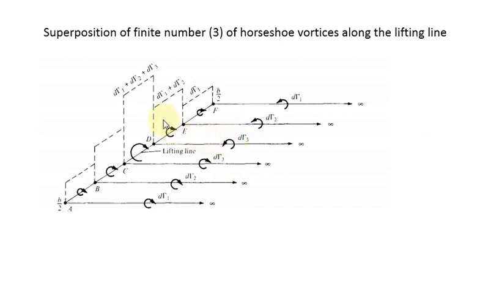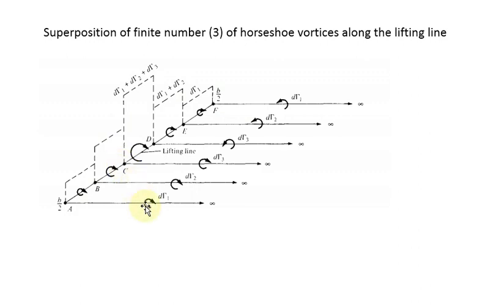So here we are superimposing three different horseshoe vortices with different circulation values. The strength of the first is dΓ1. The strength of the second horseshoe vortex is dΓ1 plus dΓ2. The strength of the third will be dΓ1 plus dΓ2 plus dΓ3. So you can see the circulation gradually varies.